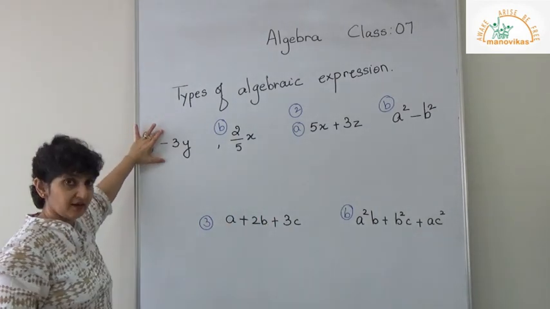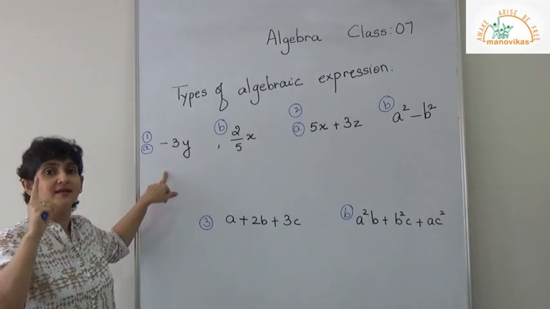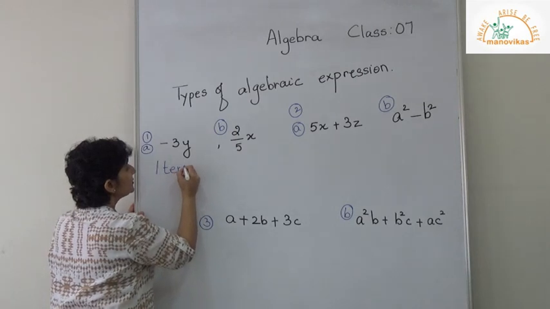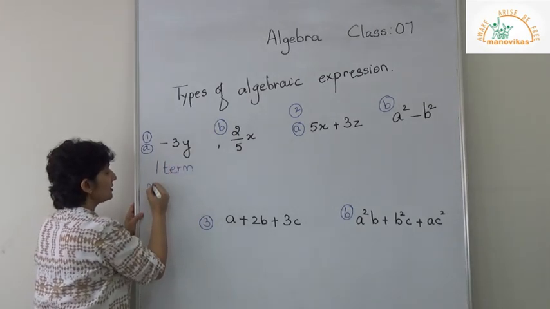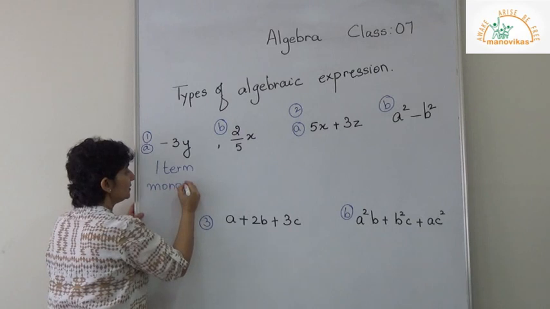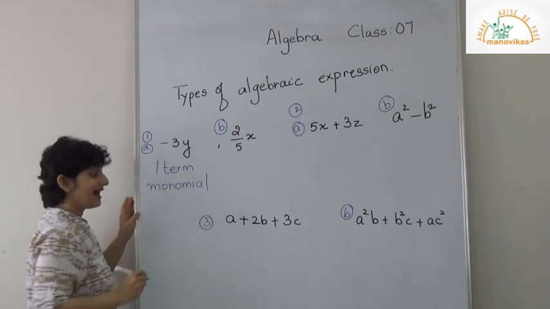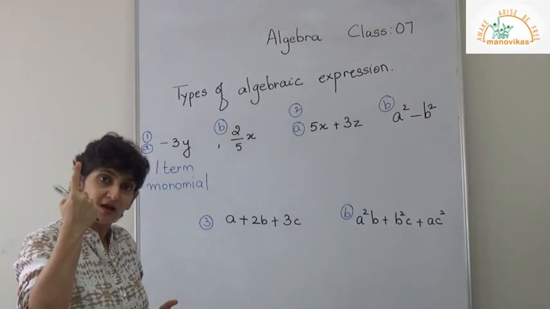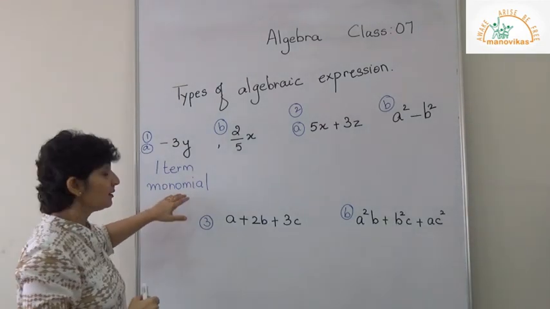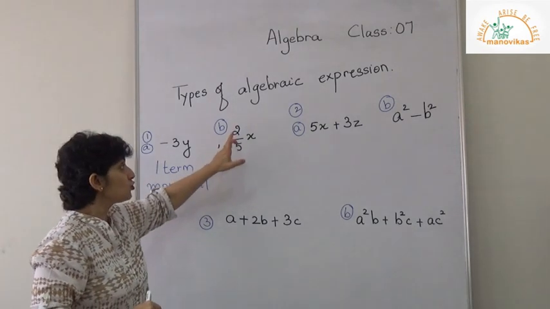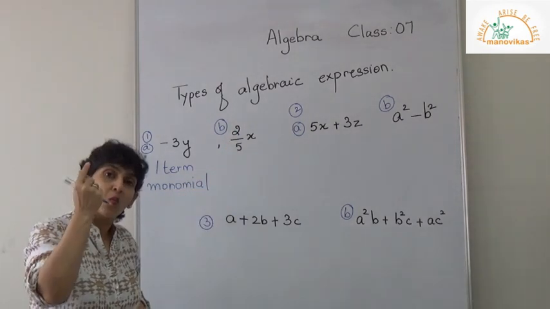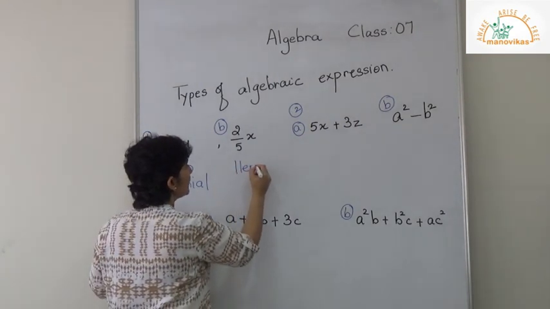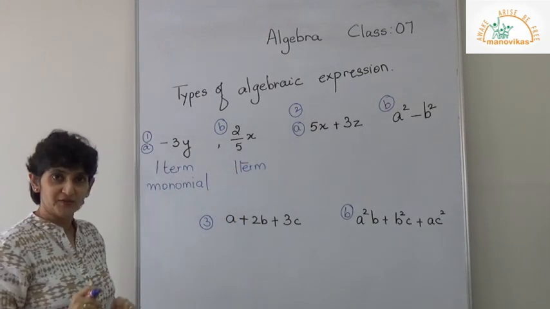But if you see here, I have only one term, right? There is only one term. So this is called a monomial. This algebraic expression is called mono. Mono stands for 1. So this is a monomial. Say that 2.5x is one term. So again, this also is called a monomial.